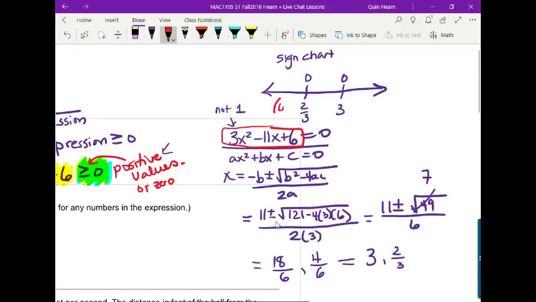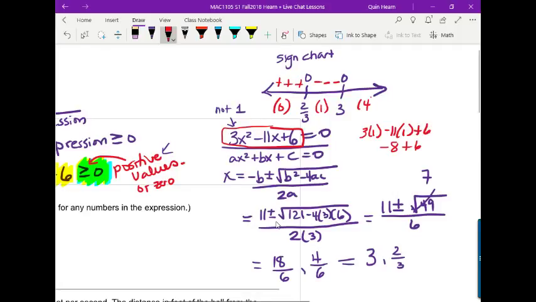So if we plug in something to the left of 2/3, this is called a test point. We plug in 0, we're going to get 0 minus 0 plus 6. 6 is a positive number. To pick a number between 2/3 and 3, we could use 1. That seems like a fairly easy number to work with. If you plug in 1, you're going to have 2 times 1 minus 11 times 1 plus 6, that's going to be negative 9 plus 6, which is a negative number. So we're going to put negatives here.